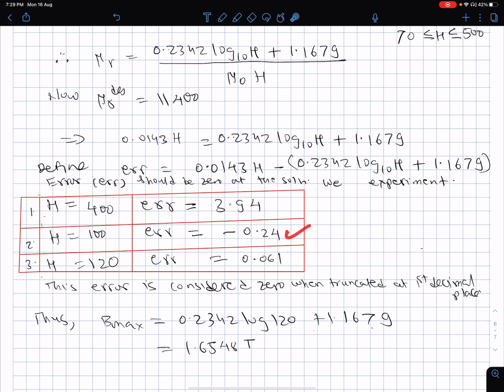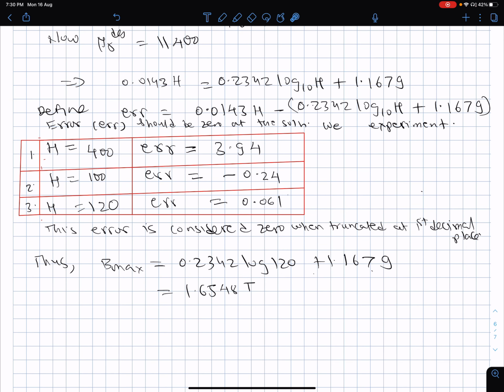The way I did it is, I first tried 400, and it was positive. So I reduced h to 100, and it became negative, but much less negative than it was positive before. So I knew that H should be slightly more than 100. I tried 120 and it came out to be 0.061. I can write a nice iterative procedure, but here I did some trial and error, and since this is 0 at the first decimal, I accepted that value.